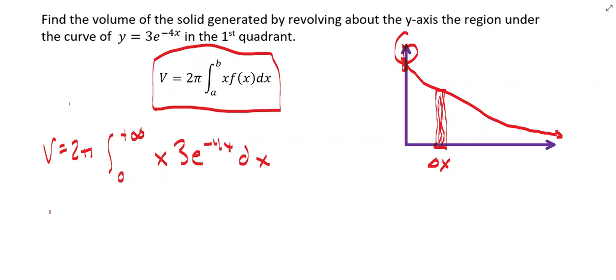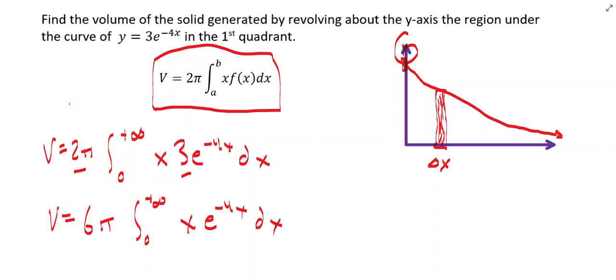Let's clean it up a little bit. I can multiply the 2 and the 3 and have 6 pi x out here times the integral from 0 to positive infinity of x e to the negative 4x dx. So a couple things we need to notice here. First of all, this is going to require the use of improper integrals where the upper bound is infinite. Second thing you should notice at this point in time is we have to integrate this using one of our favorite methods, integration by parts.